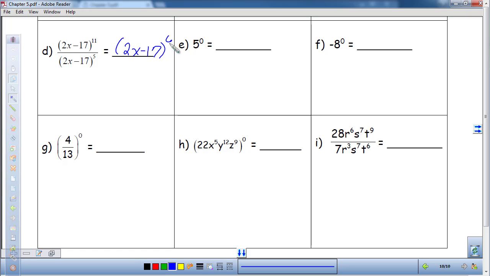All right, 5 to the 0 is 1. Okay. What about negative 8 to the 0? Negative 1. Very good. The 0 is only on the 8, right? So the negative is still out there. 8 to the 0 is 1. So negative 1.